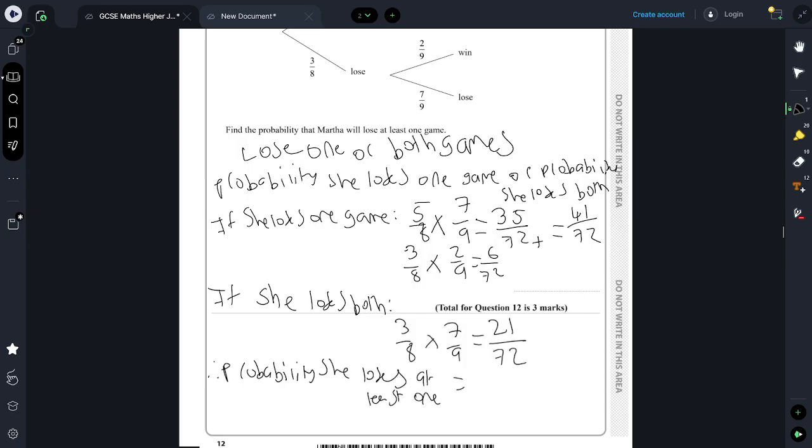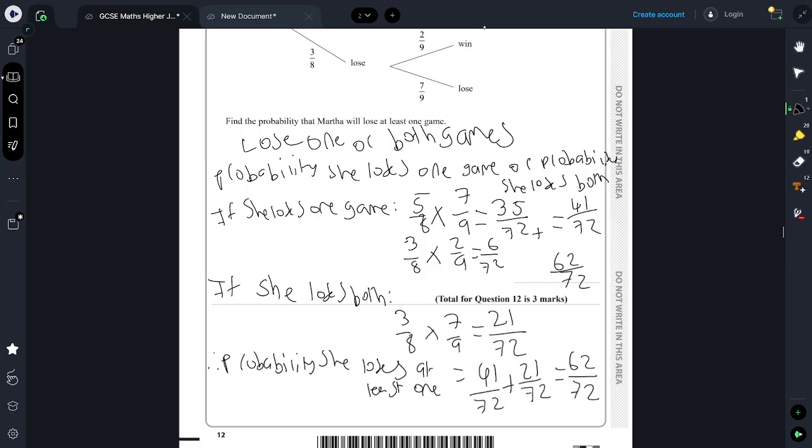Well, it's going to be both of these. It's if she loses one of them or both of them. So the probability she loses one or both, which we worked out here, is 41/72, or the second one, so add 21/72. And then add them, so 62/72. And you can leave it as that. They don't expect you to simplify it, but it should be fine. It didn't say to simplify your answer, so that should be fine. Cool. Yeah, the mark scheme allows that as well in that form.